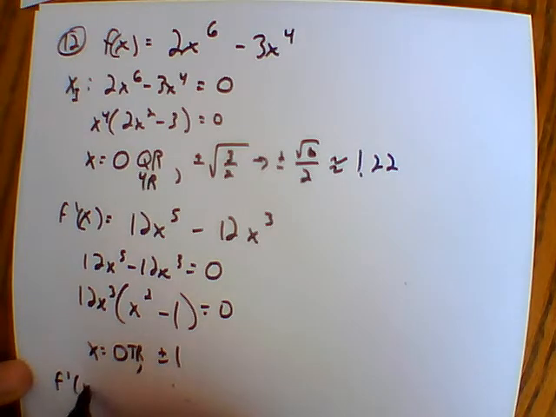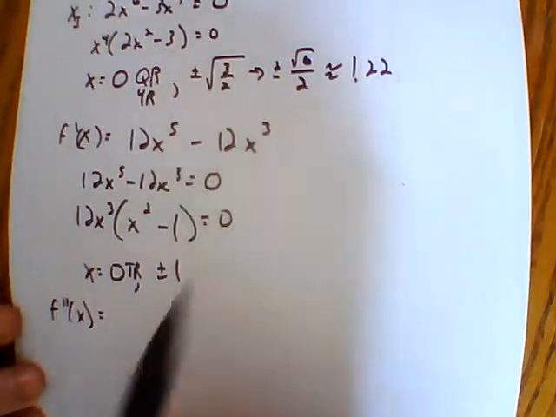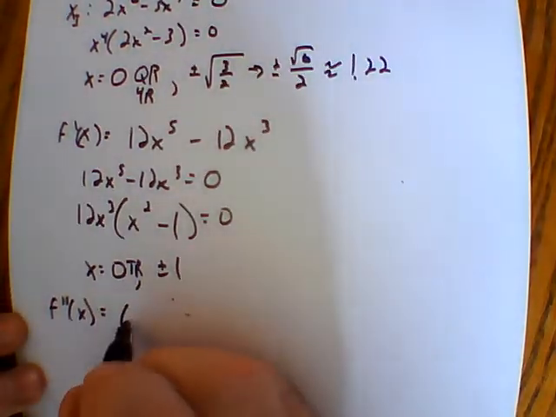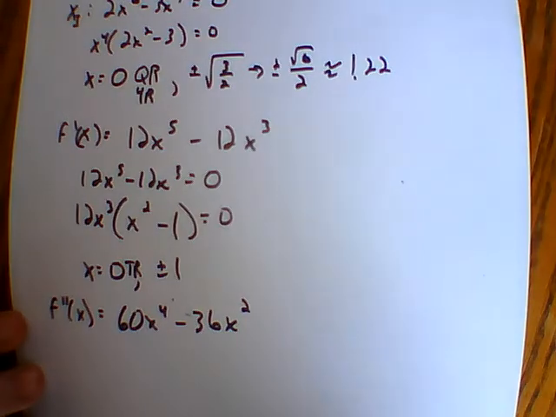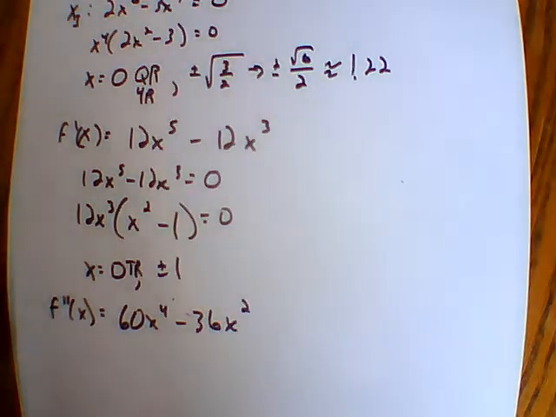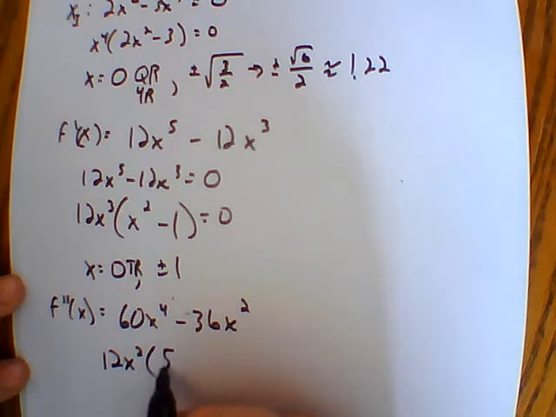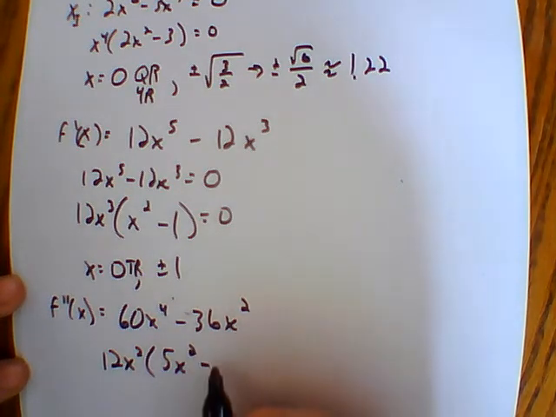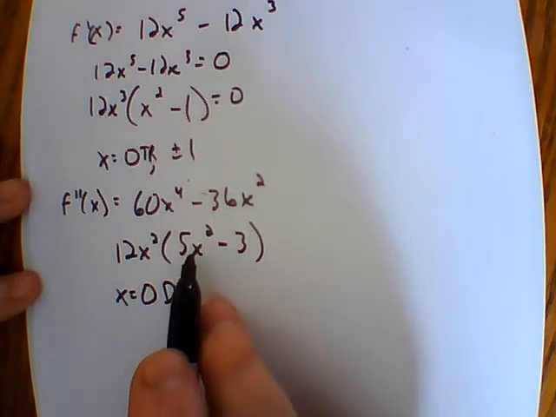Now we'll take our second order derivative. If we're looking at that 12x to the 5th minus 12x cubed, taking the derivative would be 60x to the 4th minus 36x squared. As we solve this, we could factor out 12x squared, which leaves me with 5x squared minus 3. So we see that x equals 0 right here, once again a double root, or multiplicity of 2.